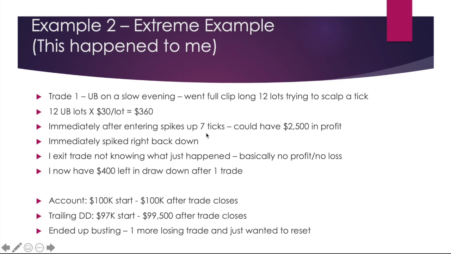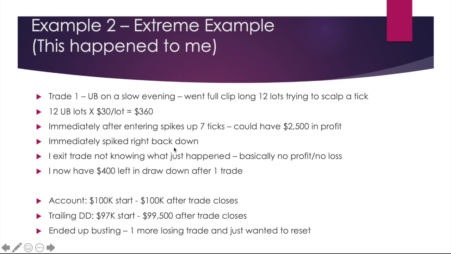Pretty much immediately after I went in, the price spiked in my favor by 7 ticks. Basically what happens, again, Ultra Bond is a very thin product, especially in the evenings. There might only be 2 or 3 lots at any given price level of limit orders. So if somebody comes in and hits that with a 20 or 30 lot market order, it will spike it. Shame on me, I didn't have any take profits or trailing stops set. So it spiked up 7 ticks, could profit 2,500.